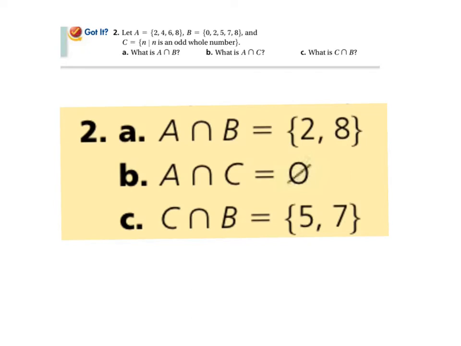A intersection C: well, they're odd numbers in C, so there's no overlap there, right? So it's the null set. And what is C intersection B? Well, B only goes up to 8. So 5 and 7 are the only odd whole numbers in B. So 5 and 7 is the intersection there.